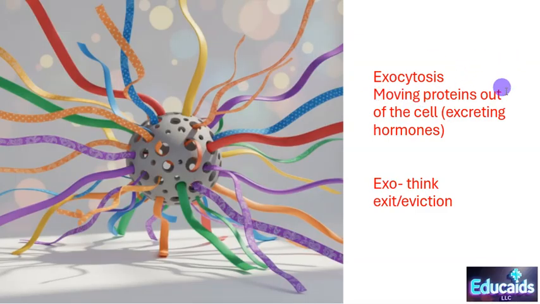Exocytosis is moving proteins out of the cell or secreting hormones. So here is our little cell, and it is secreting hormones. And I just made it look pretty. So exo, think exit, eviction. So exocytosis is exiting or evicting something out of the cell.